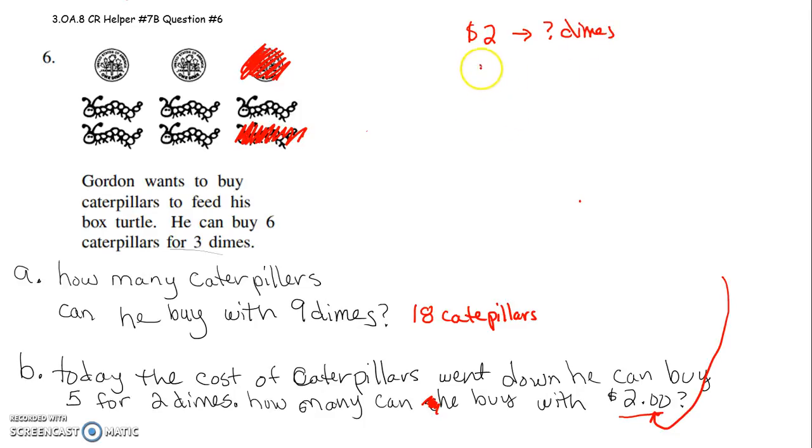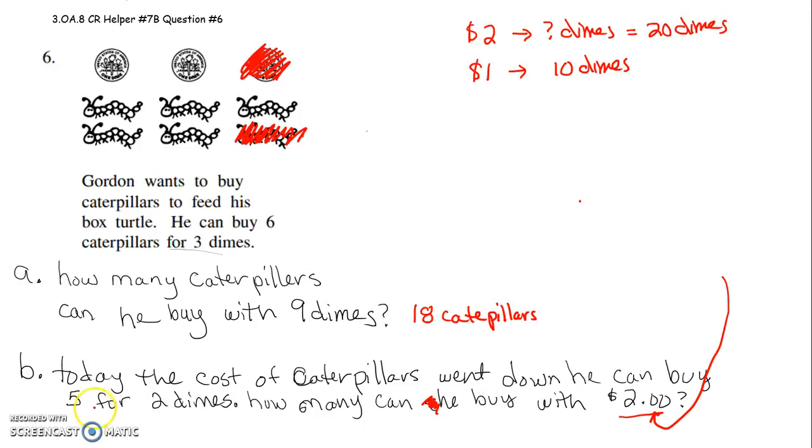Well, hopefully you know in $1, it takes 10 dimes to make $1. So if it takes 10 dimes to make $1, you know, 10, 20, 30, 40, 50, 60, 70, 80, 90, 100 cents took us 10 dimes to get to $1. So then to get to $2, you'll actually need 20 dimes.